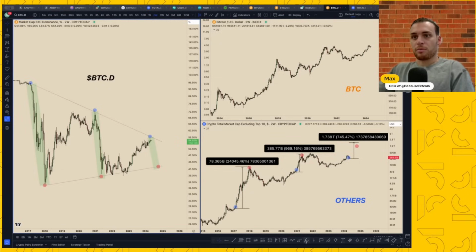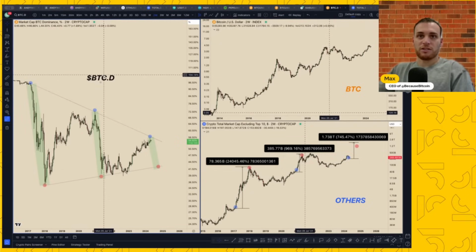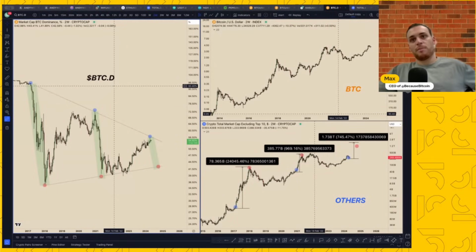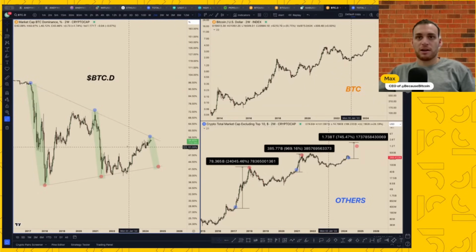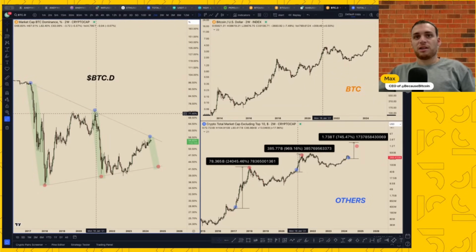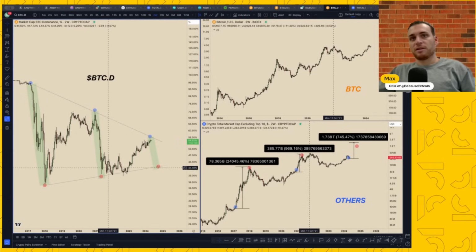So let me mark this up real quick. Actually, let me explain this first. So this is Bitcoin dominance. This is Bitcoin represented as a percentage of the total crypto asset class. So right now it's at 54, 55%. That means, picture a pie chart, Bitcoin makes up 55% of all of crypto. And typically what we see here is, when Bitcoin dominance starts to capitulate, we get alt season and alts begin to really outperform Bitcoin.